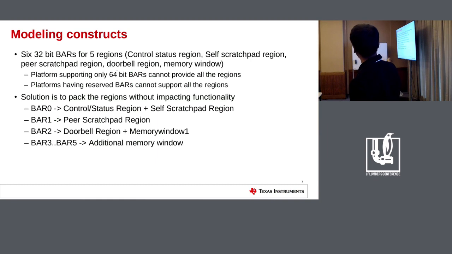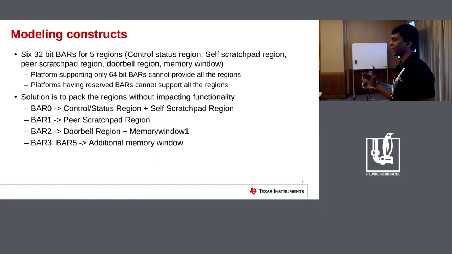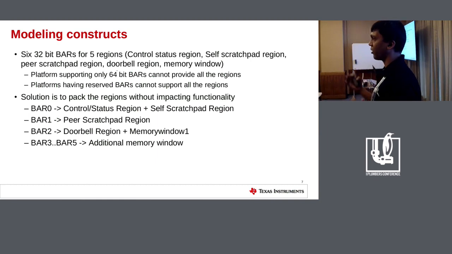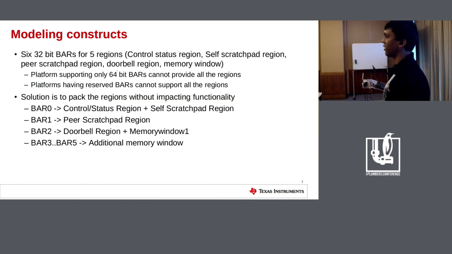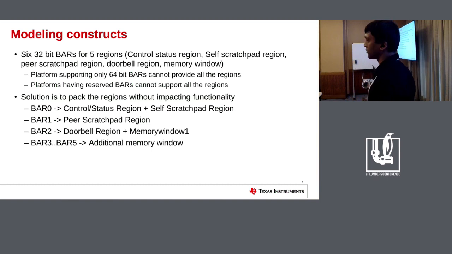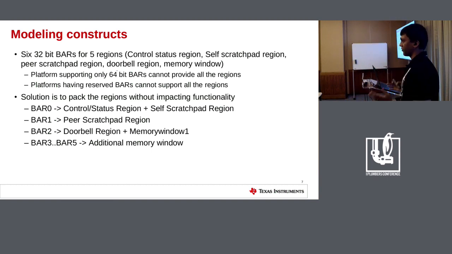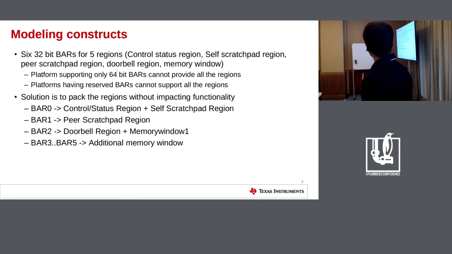So these are the basics. If you want to have a basic NTB functionality, you will have these regions. Obviously, there are additional regions and functionalities which are specific to some of the hardware. For example, some hardware has a memory space region, which is optional, et cetera.